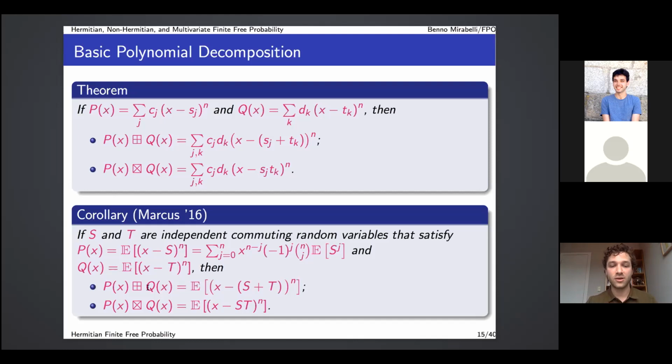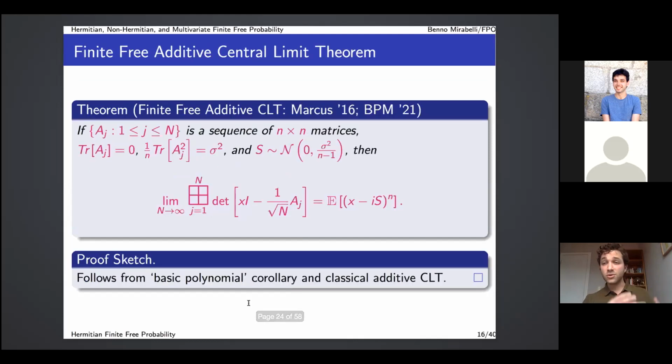So here their convolution is just where I take the sum of S and T, where these are independent commuting random variables from classical probability, and the finite free multiplicative convolution can just be written as this expected polynomial, where here I take the product of these independent commuting random variables from classical probability. So using this connection to classical probability, I can now prove the finite free additive central limit theorem.